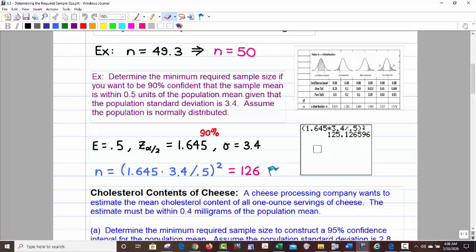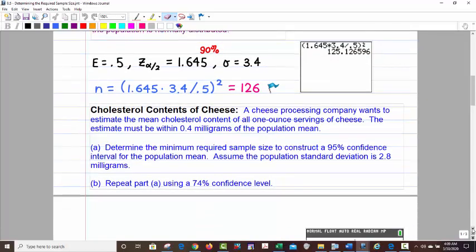I'll be doing one for a problem that's not solved here shortly, so you'll see me do it then. But notice the answer came out to be 125.1 and so on. But notice what I put for the answer: 126, the next highest integer. And that's essentially it. Let's just keep trying some examples.